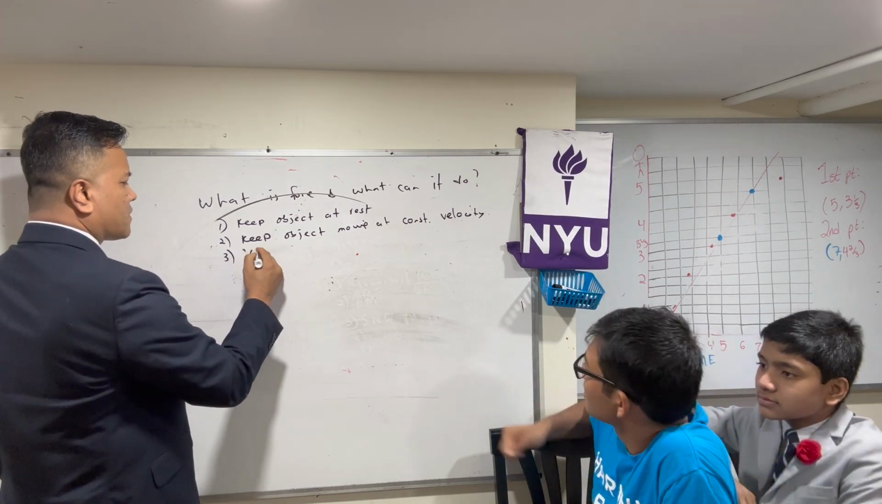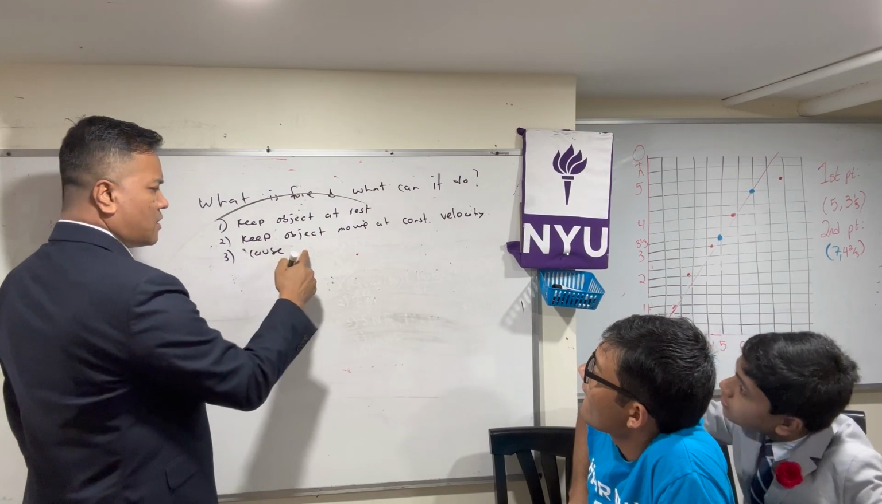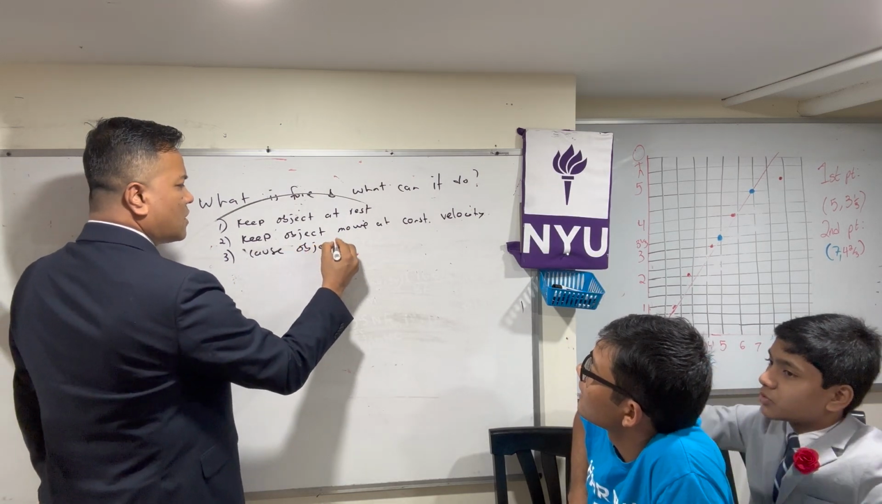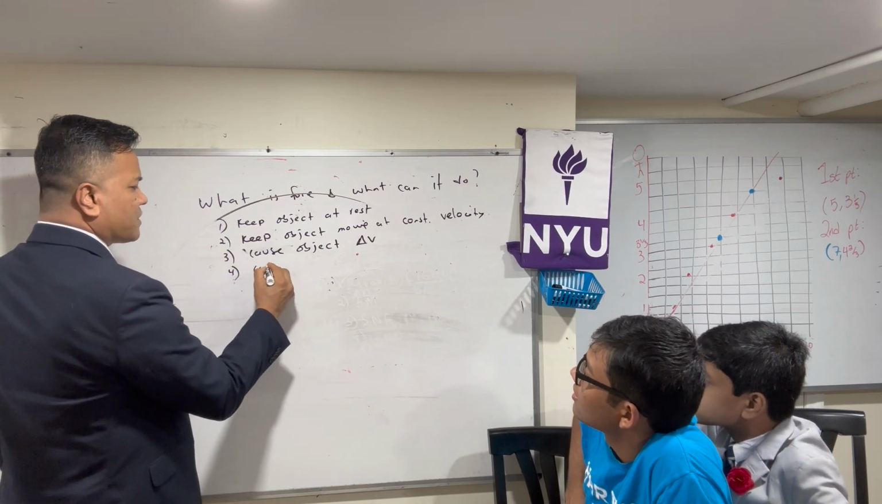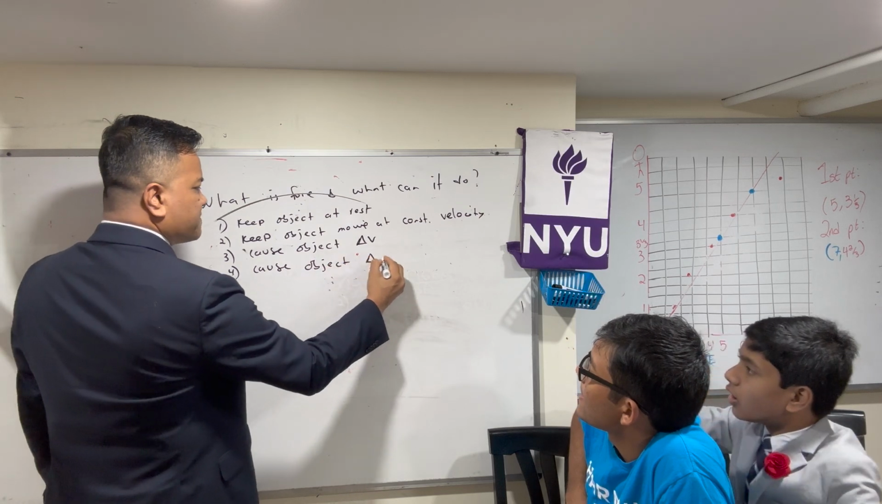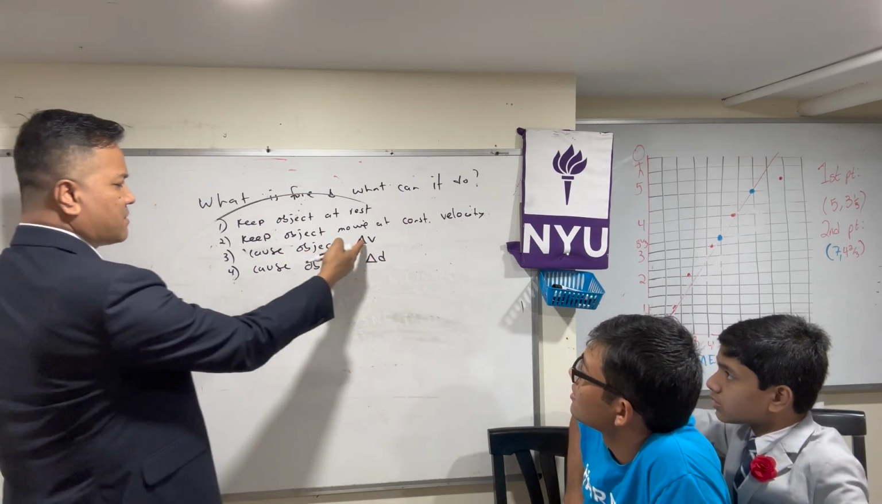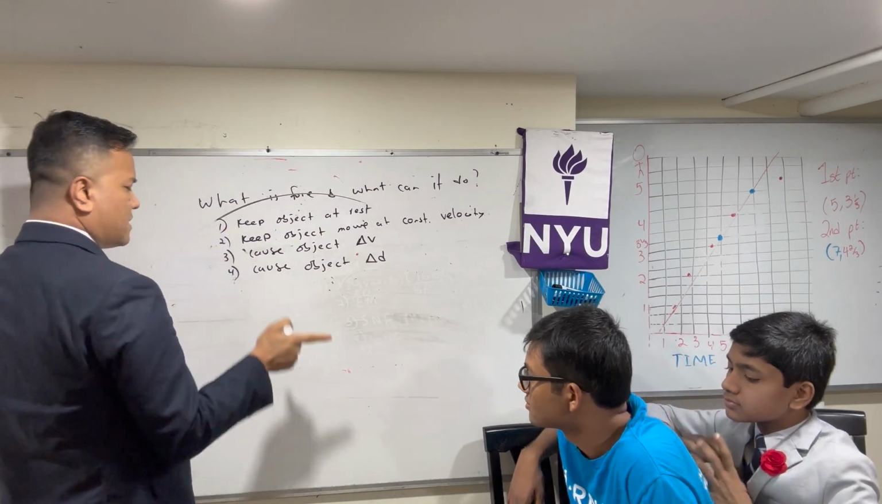Force can cause an object to change velocity. Number 4: force can cause an object to change in momentum, or change in direction, or velocity. Okay, now you're going to prove the first one.